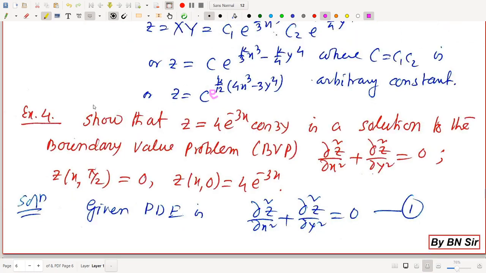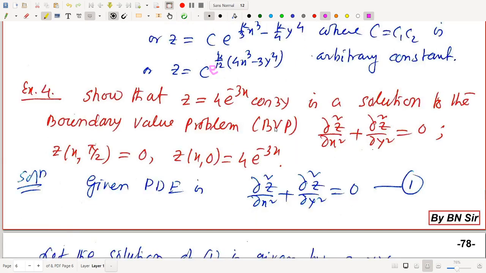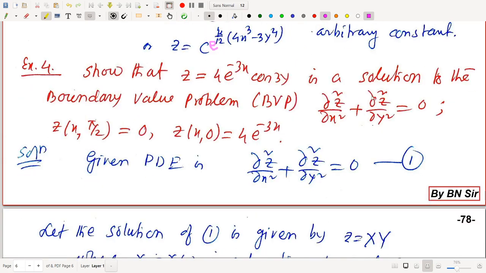We stop here. Example number 4: show that z equal to 4 e to the power minus 3x into cos 3y is a solution to the boundary value problem BVP, del square z by del x square plus del square z by del y square equal to 0, Laplace's equation in two dimensions, under the conditions z(x, pi by 2) equal to 0 and z(x, 0) equal to 4 e to the power minus 3x. The two boundary conditions are given on the function value of the solution, so this is a Dirichlet type boundary value problem.